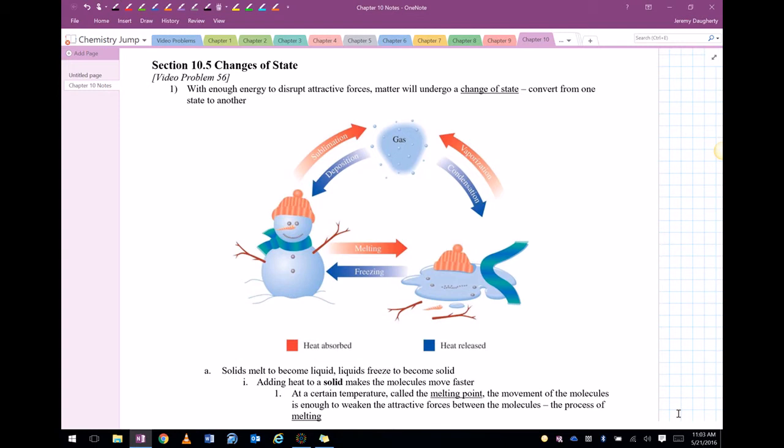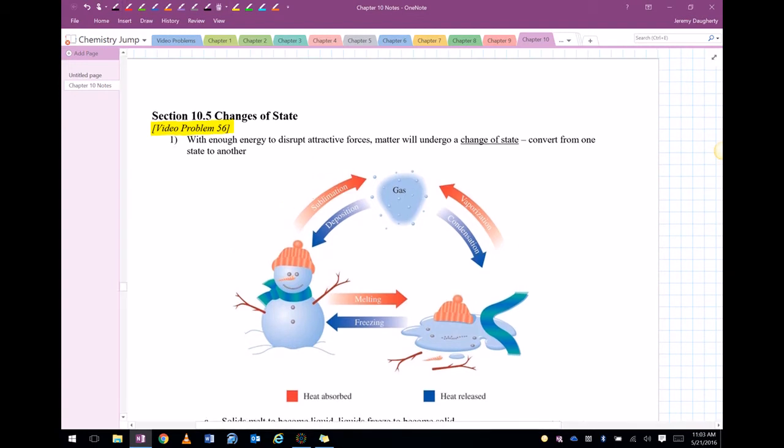Section 10.5, changes of state. There's one video problem that goes along with this, video problem 56, so check that out after we get done. We are going to be applying these intermolecular forces. So let's real quick go over those intermolecular forces.